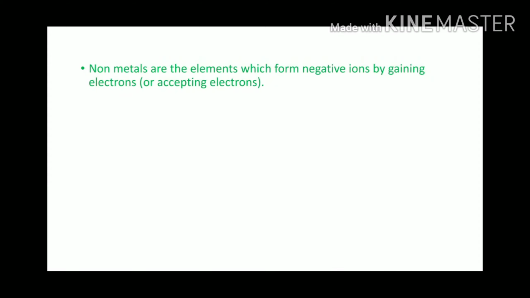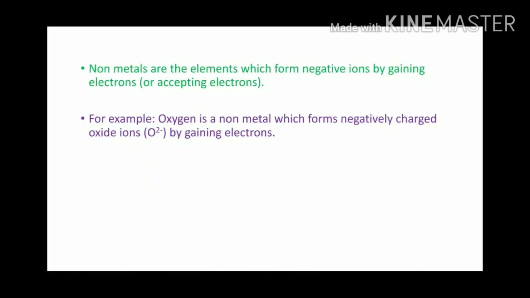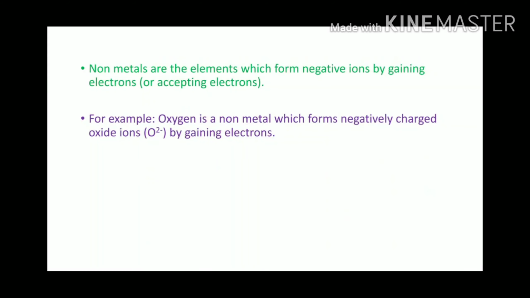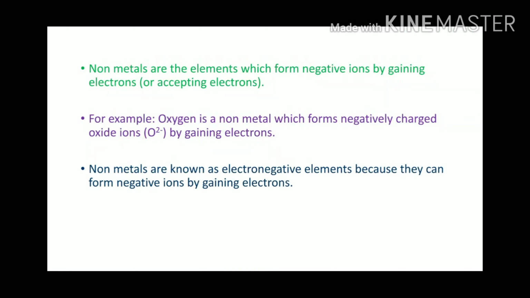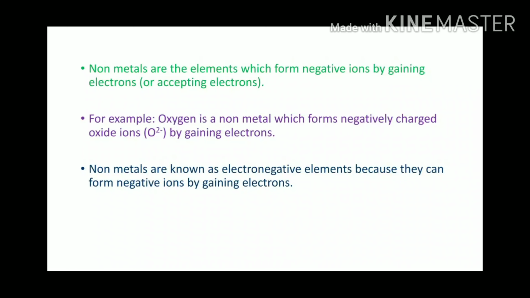Nonmetals are the elements which form negative ions by gaining electrons or accepting electrons. For example, oxygen is a nonmetal which forms negatively charged oxide ions by gaining electrons. Nonmetals are known as electronegative elements because they can form negative ions by gaining electrons.